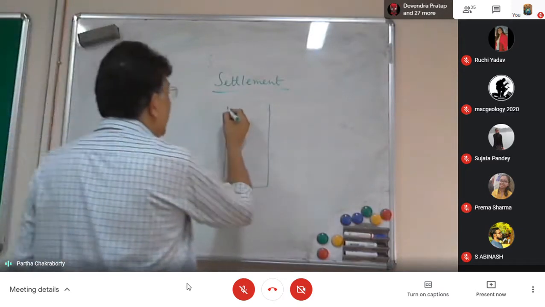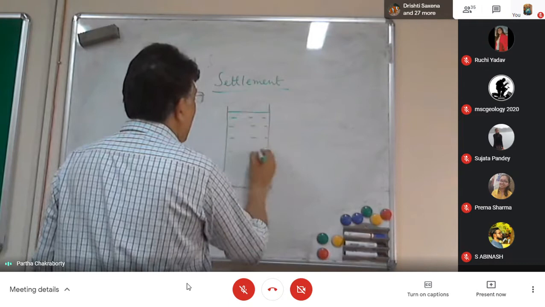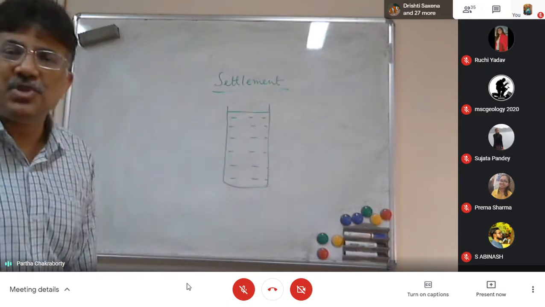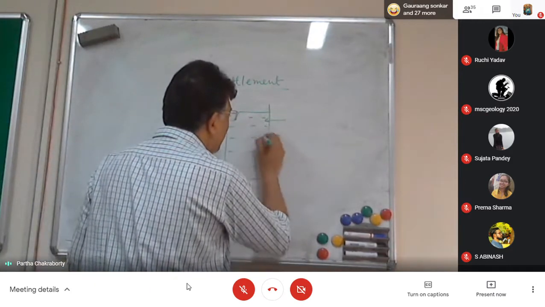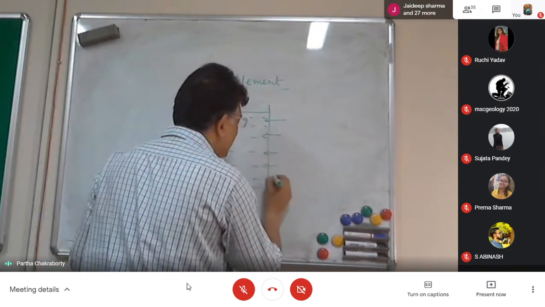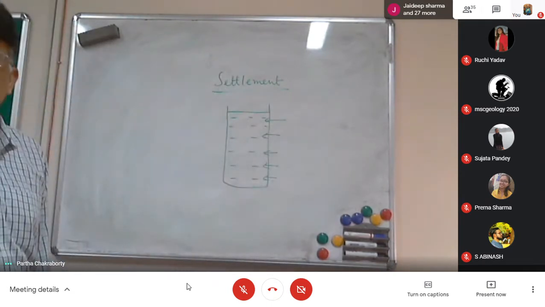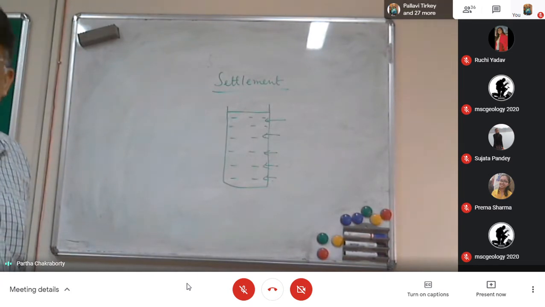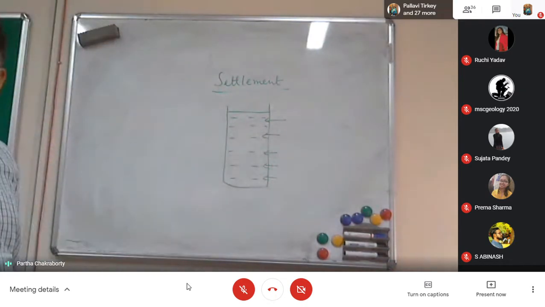A uniform solution of my sample. What is a uniform solution? If I take the density at different levels, then all the densities are the same. That is how we create a uniform solution of a particular sample. There is no variation in density through the entire solution.